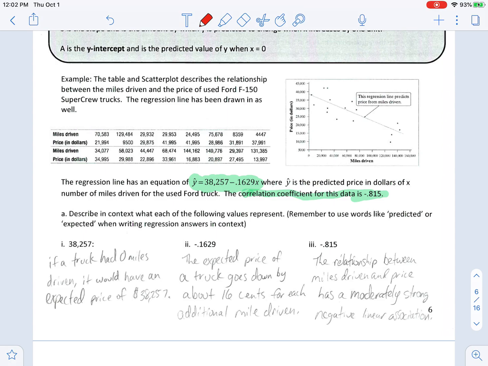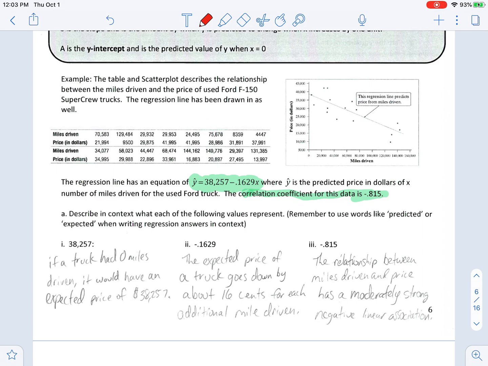Negative 0.1629 is the slope, which is always talking about change in y for one unit change in x. So the expected price of a truck goes down by about 16.3 cents, right? 16 cents for each additional mile driven. Okay, so again, that value changes for every one additional unit in x.